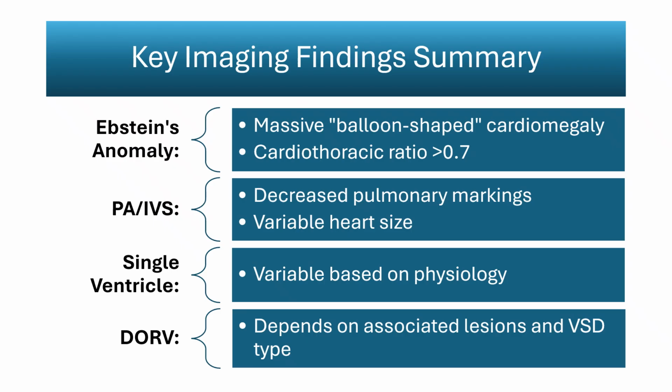Double outlet right ventricle also lacks a single imaging signature. Findings depend on the type of ventricular septal defect and the presence of associated lesions, ranging from overcirculation patterns resembling a large VSD to diminished vascularity in variants with pulmonary stenosis. Recognition of these characteristic radiographic profiles provides an important adjunct to clinical examination and guides urgent echocardiographic evaluation.